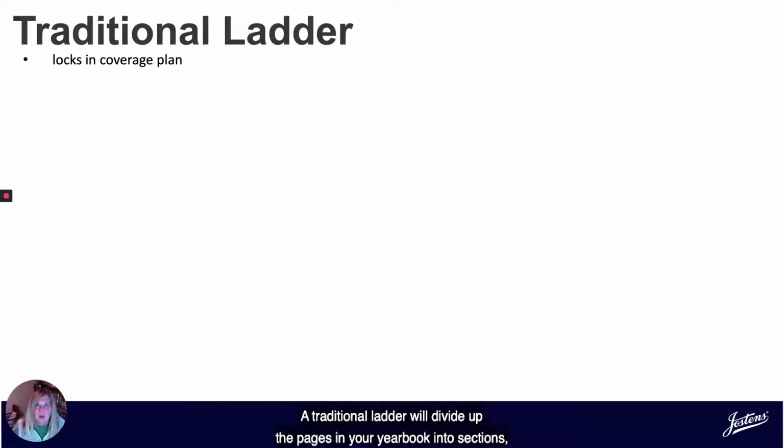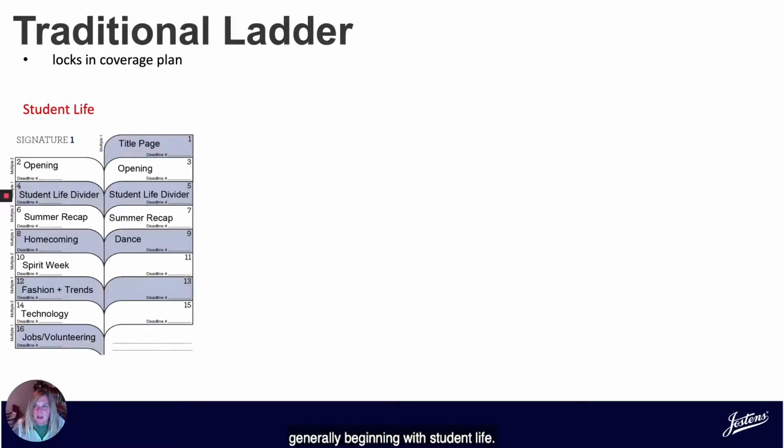A traditional ladder will divide up the pages in your yearbook into sections, generally beginning with student life. So you'll start out with your title page and the opening that teaches the reader about the theme of the yearbook, and then there's this key division page that announces what the section's going to be. And this section is going to potentially include things like your summer recap, and then those events that happen at the start of the year and throughout the year, like Homecoming Week, Spirit Week, fashion and trends, technology, jobs and volunteering, all of those things that students are so interested in writing about and reading about.